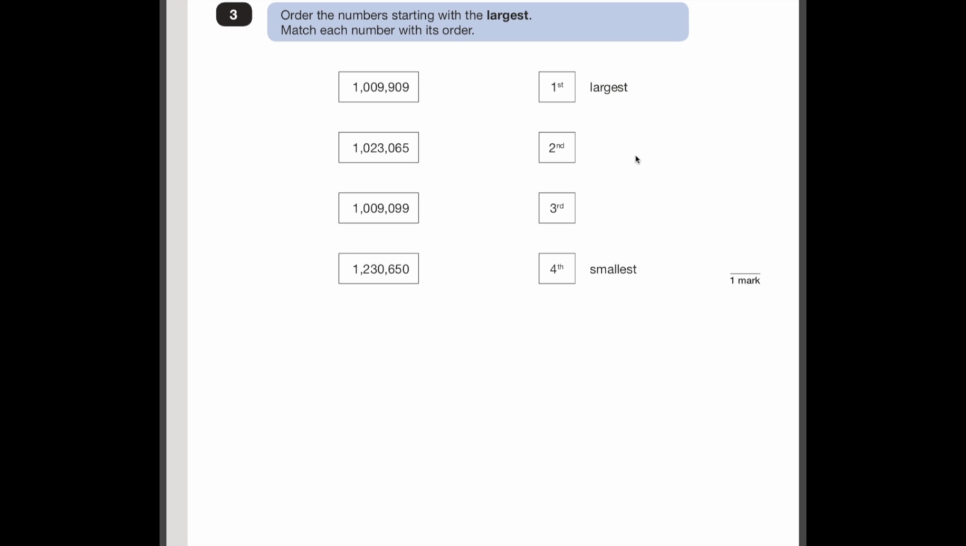Number 3, order the numbers starting with the largest. When we're comparing numbers, what we need to do is look at the first column, this column here on the left, and that is, in this case, millions. And in this case, they're all the same. 1 million, yep, all 1 million. So looking at the next one across, that would be our hundreds of thousands. We'd look to see which one's got the biggest. Well, it's going to be this one, 1.2. Everything else is just 1.0. So this one is the largest.